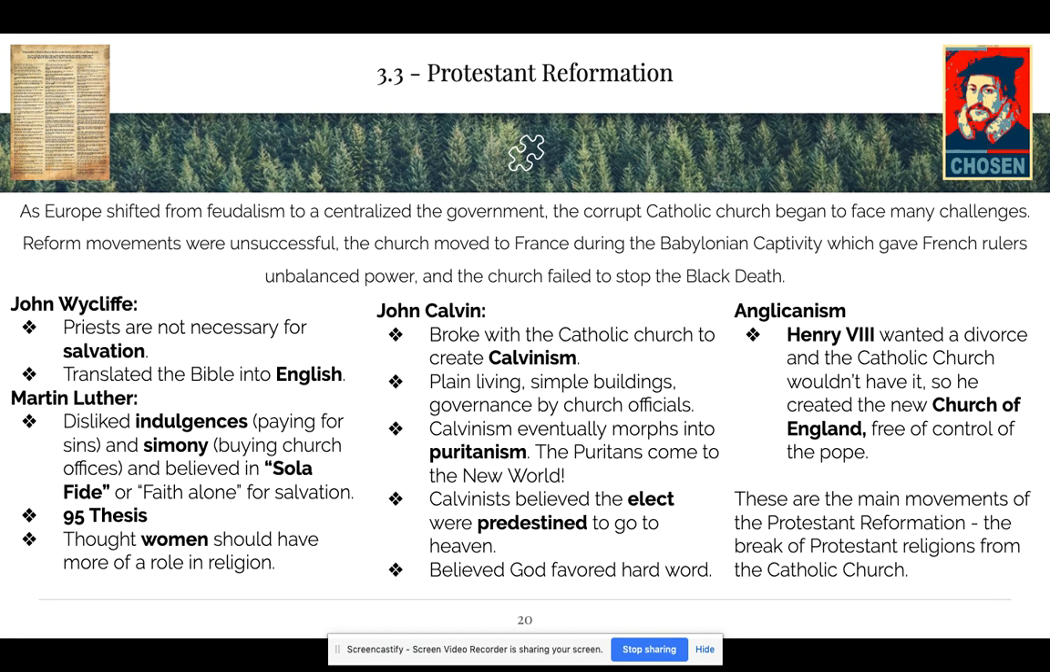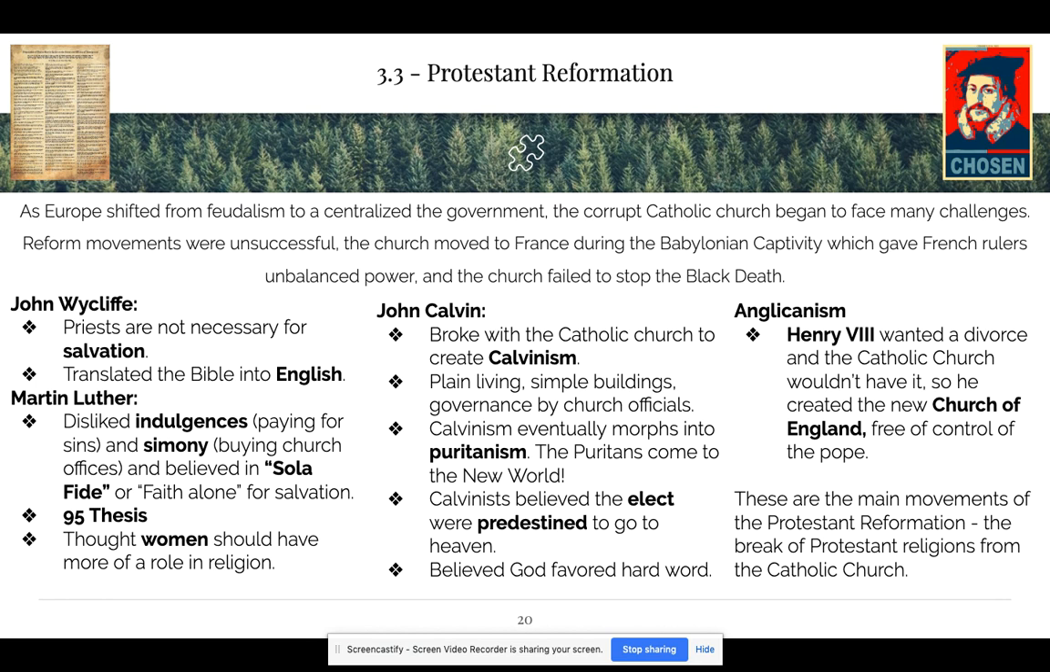Then we have old Henry VIII over here, who sees all of these other reform movements going on, really wants a divorce from his wife, and decides to establish the Church of England, also known as Anglicanism, so he could be free from the power of the church and the Pope. That is kind of one way that he consolidated rule, because he doesn't want to deal with the Pope anymore. Now he can do whatever he wants.